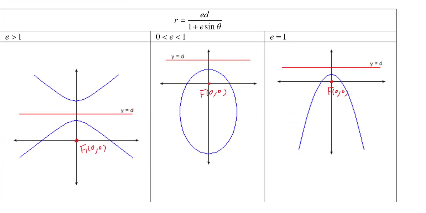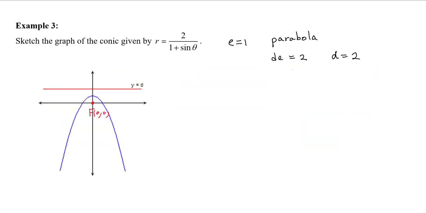So it is this one. Now D is 2, so I don't have to do a complicated computation here. So y equals 2 is obviously the directrix. Now the focus is at 0, 0, and the vertex is right here.